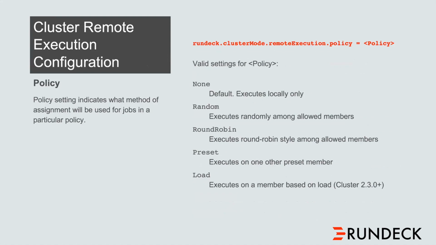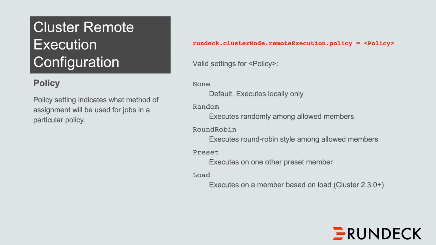So we'll talk about the policy options. The first configuration option is simply called policy. The policy setting indicates what method of assignment is going to be used for jobs for this policy. So your policy could be none, but then you just wouldn't have a policy. But none says execute locally. And maybe you do want to have that on certain servers, you want it just to execute locally. Random says execute randomly, just pick one from whatever set I have available among the allowed members. And we'll talk about how to define allowed members in a minute.